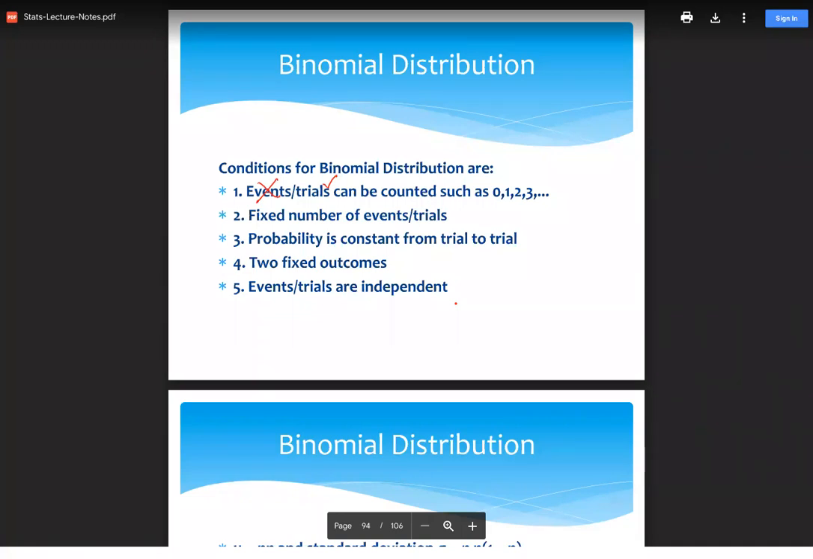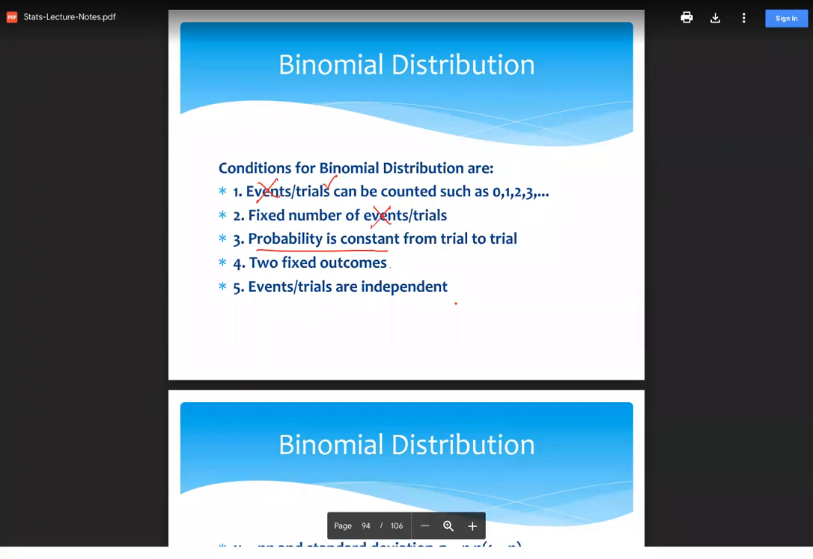Fixed number of trials, okay? What does that mean? It means that the number of experiments or trials that you're performing is fixed. It does not change. Then the third condition: probability is constant from trial to trial. What this means is that if you have, let's say, 10 trials, the probability for each trial is constant. So the chance of some event happening in each of these trials, or the same event happening for each of these trials, is constant. It doesn't change.